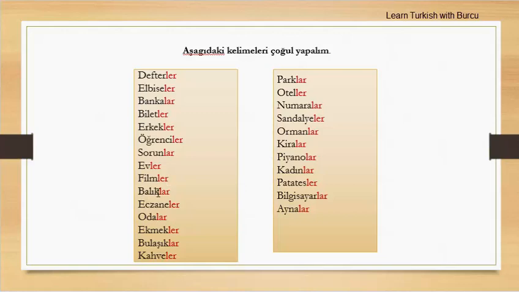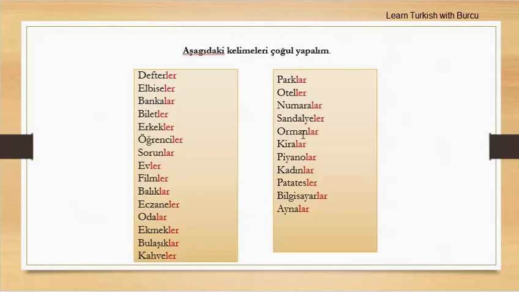Balık. It means fish. Balıklar. Eczane. Eczaneler. It means pharmacy. Oda, odalar. Oda means room. Ekmek, ekmekler. Ekmek means bread. Bulaşık, bulaşıklar. Bulaşık means dish, okay? Dishes, bulaşıklar. Kahve, coffee. Kahveler. Park. Parklar. Otel. Oteller. It means hotel. Numara. Number. Numaralar. Sandalye. Chair. Sandalyeler.